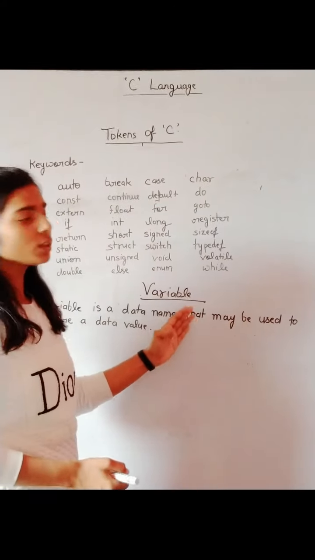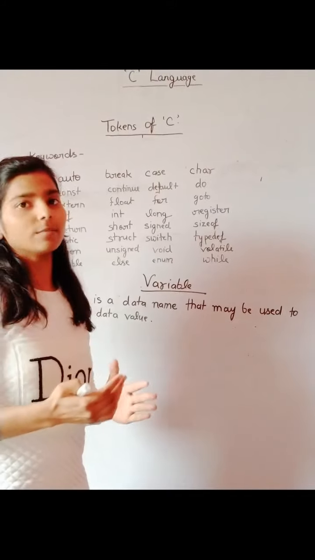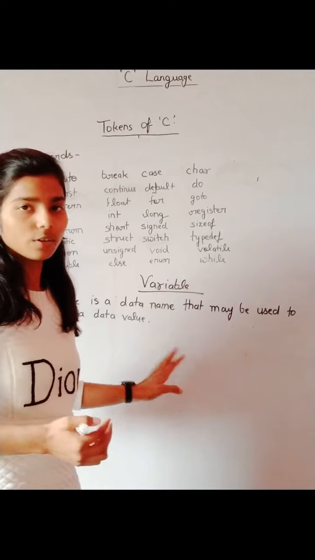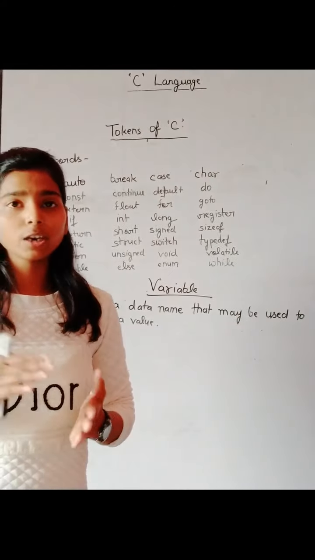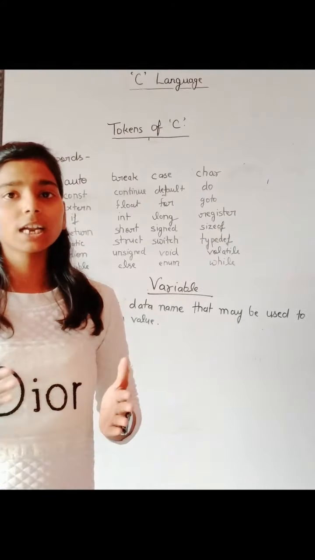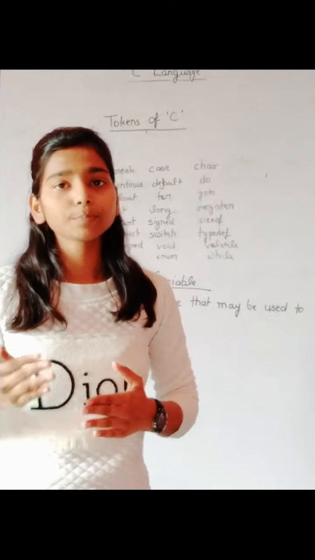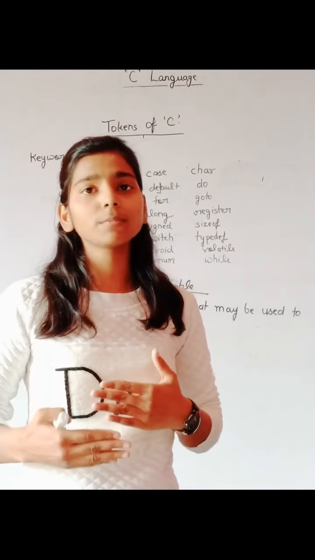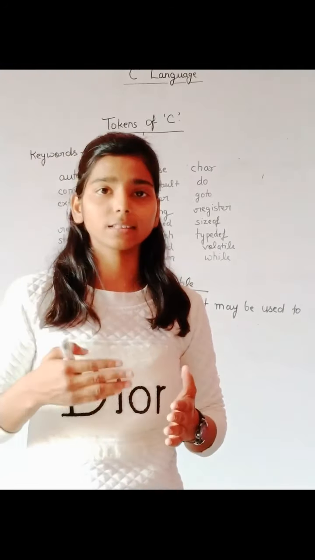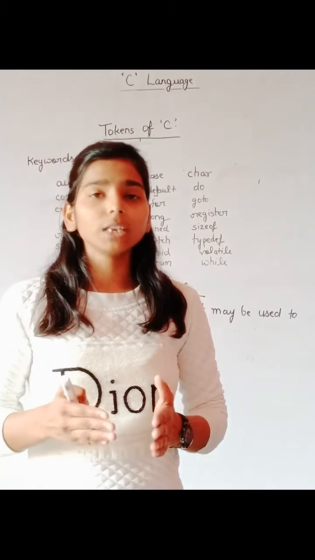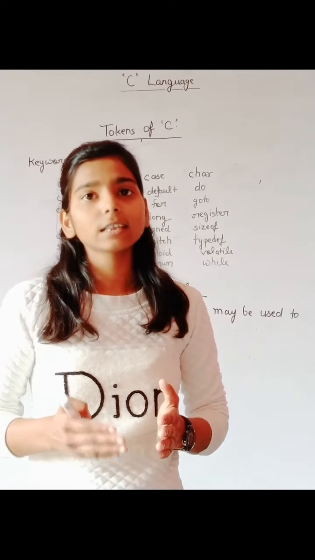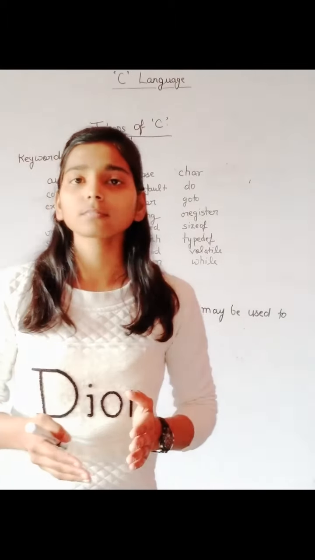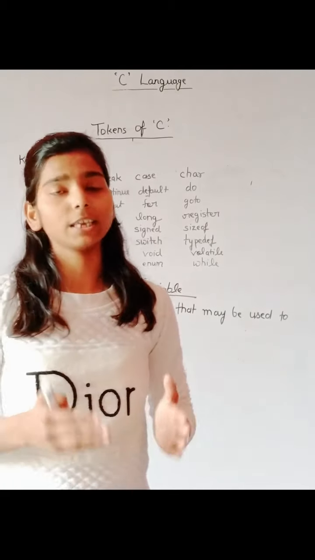Now let's move to the term variable. So what is a variable? A variable is a data name that may be used to store a data value. A variable is the name of a memory location where we store data so that we can modify the stored data during program execution. Unlike constants, a variable may take different values at different times during program execution. A variable name is a combination of letters, digits and underscores. We can't use a digit at the first place and we can't use a keyword as a variable name.